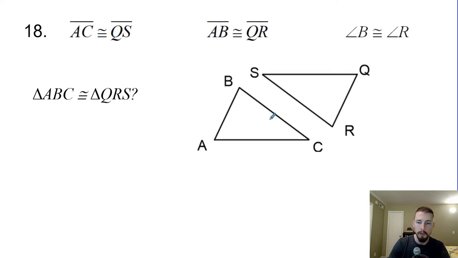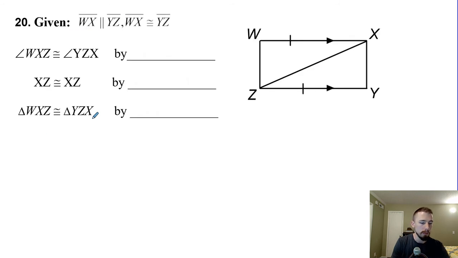All right, number 18. AC is congruent to QS, so I'm going to mark it. AB is going to be congruent to QR. I'm going to use 2 marks on this one because I already used 1 on the other one. And then angle B is congruent to angle R. If we look at this one again, it's not side angle side because the angle is not included between the two sides. So this is our donkey postulate again, which we can't use. So are the triangles congruent? We're going to say no. Actually, they could be congruent, but we don't have enough information to prove it unless we had a right angle, which we don't. So no, they're not.